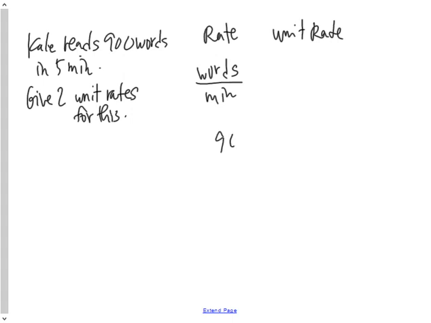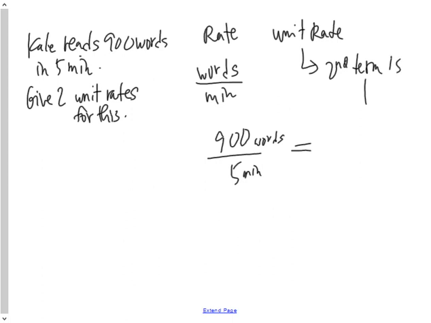So in this case, you'd have 900 words in 5 minutes. This is called a rate. This is just the rate of reading, the rate of speed he has for reading, 900 words in 5 minutes. But a unit rate, by definition, the second term is 1, one of whatever unit it is.